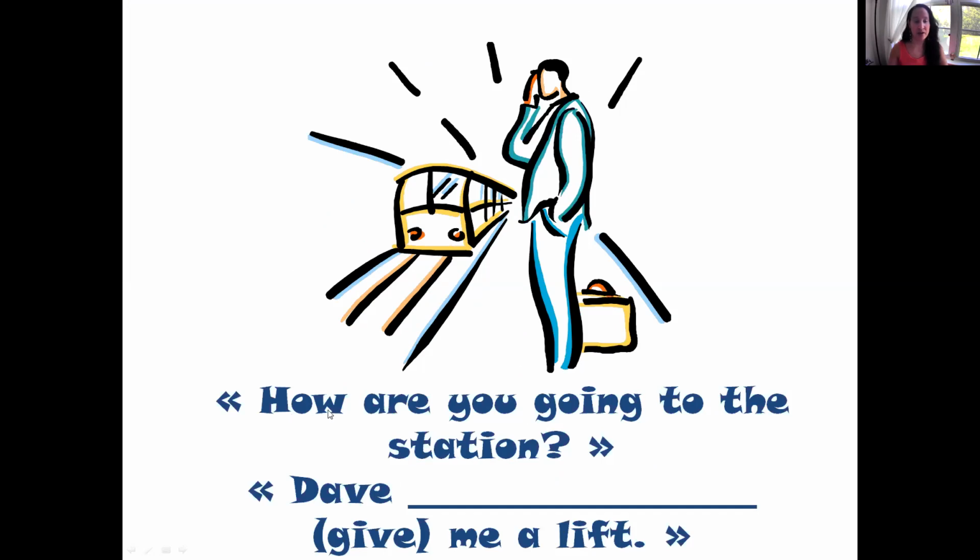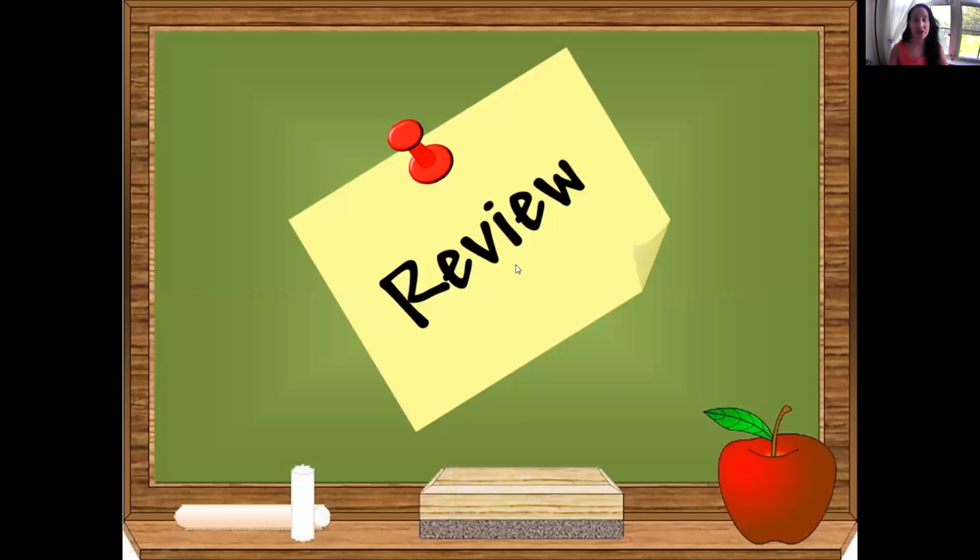How about this one? How are you going to the station? Dave blank give me a lift. What's your future expression? Are you starting to get the hang of it? Dave's going to give me a lift. How are you going to the station? Dave's going to give me a lift. I'm sure by now you're doing amazing and you're getting all the answers right. So let's just do a review.